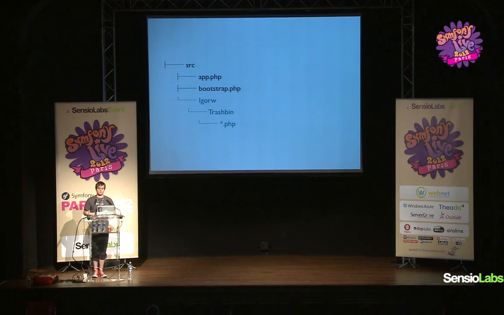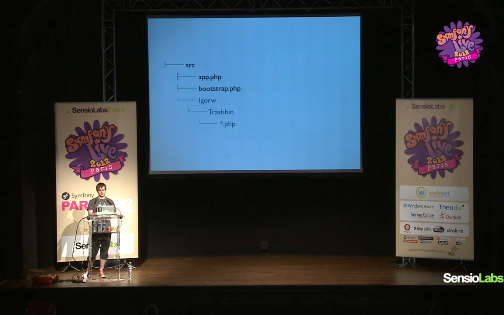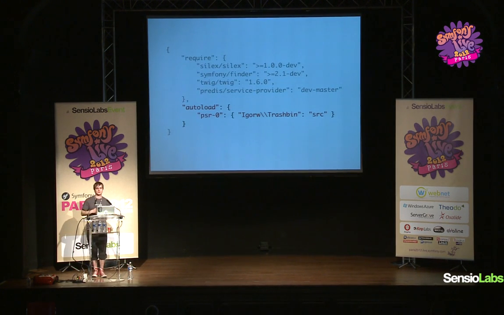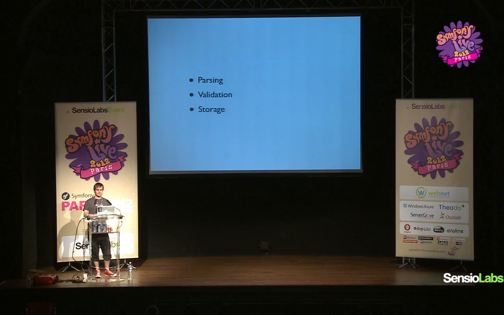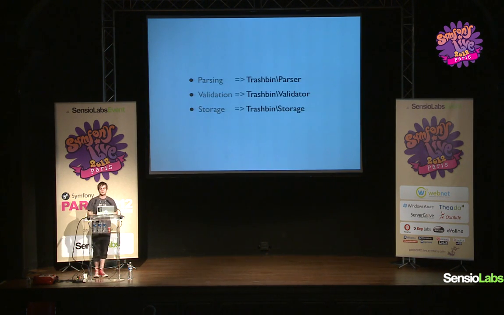What you do these days, because it's really cool, is you use PSR0 autoloading. So you can just create your classes in the correct format, and then you can add the autoloading to Composer.json, and then it will automatically load those files for you. All right, so these three responsibilities are the ones that we have. So we're just going to create three classes: for parsing, a parser; validation, a validator; and for storage, a storage class.